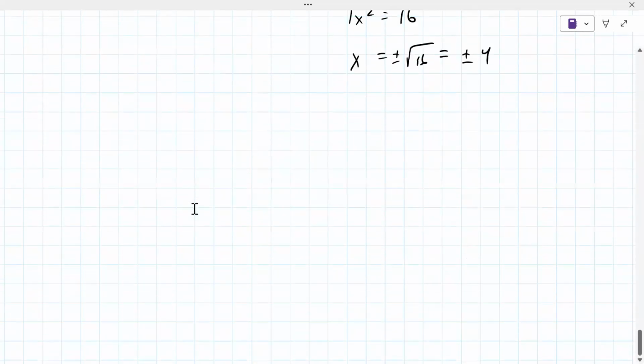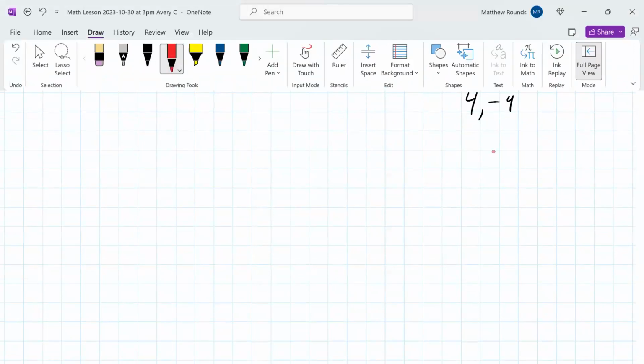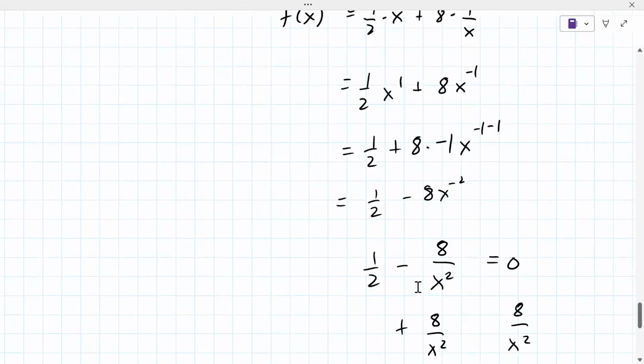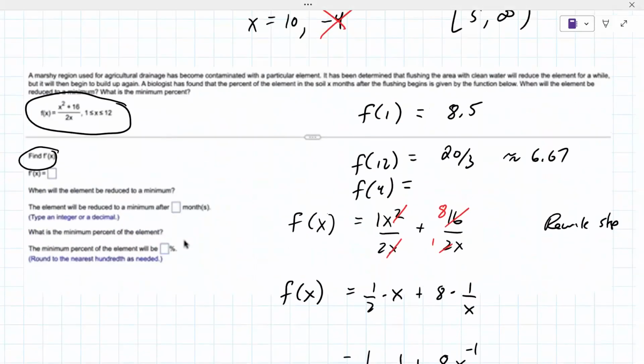So you exclude, it's 4 and -4. Is that because negative 4 is excluded? So now we're trying to find f of 4. Yes, yes, okay. And because -4 doesn't fall in the domain, we don't do that. That's right. Okay. That's right.